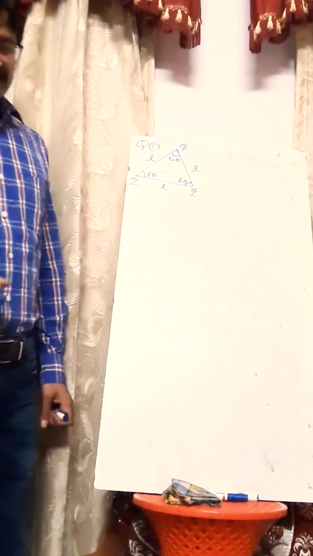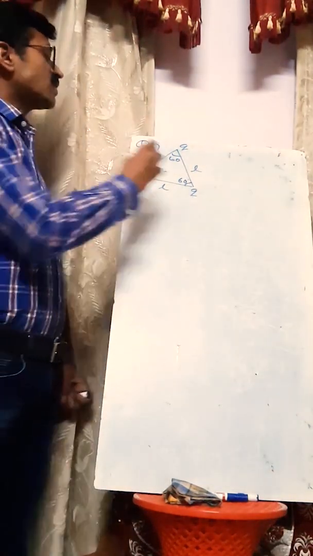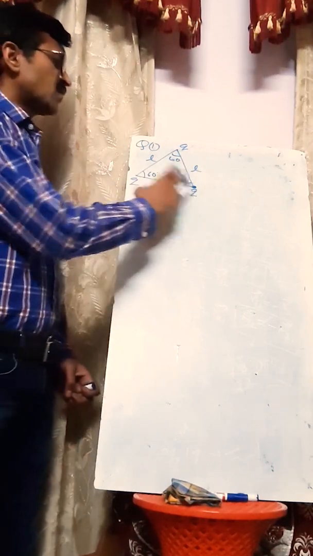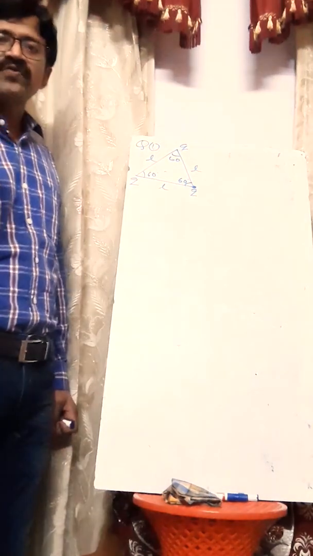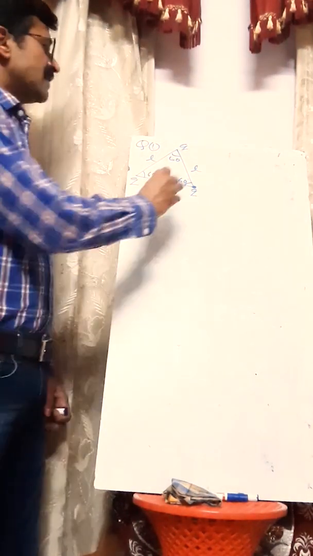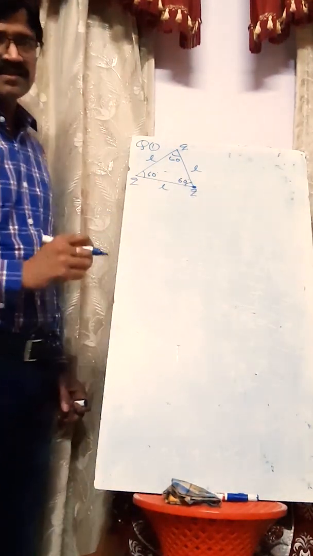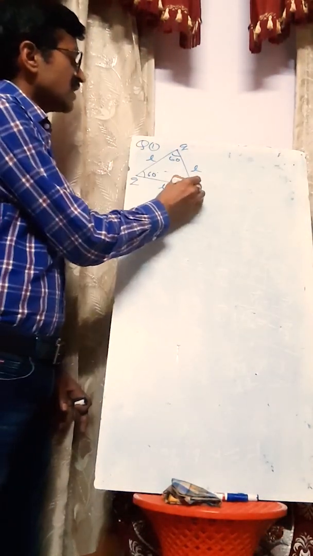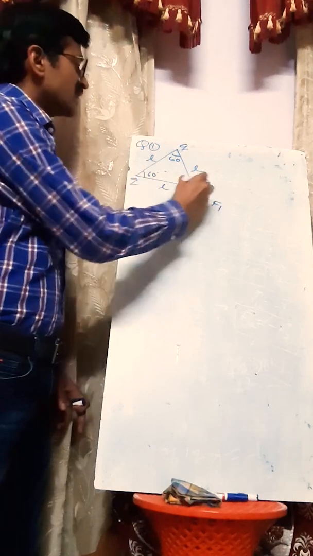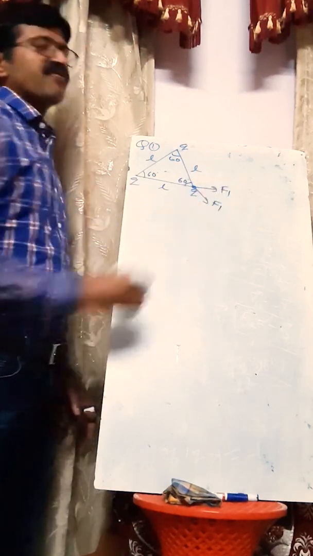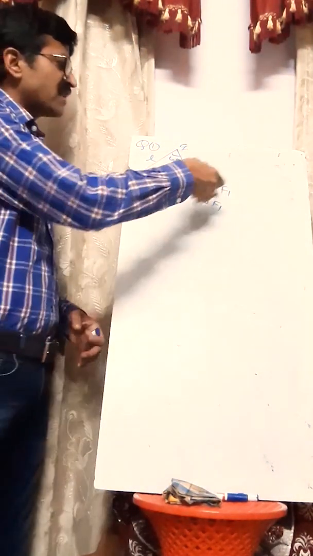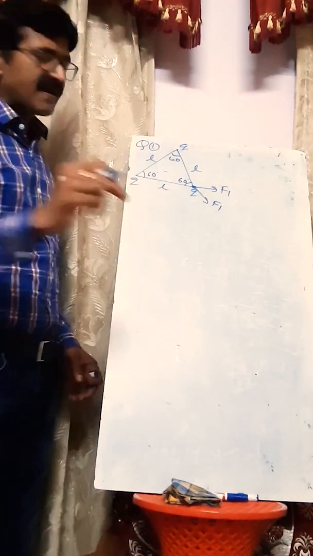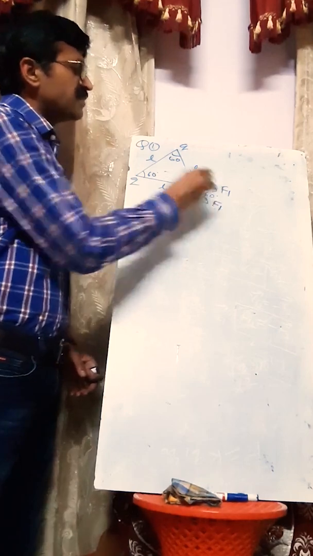Now, what about the question? The question will be, what will be the net force acting on any of the charges? Suppose this is charge Q on which we want to find how much force acts. This charge will experience a force due to these two charges. This force is supposed to be F1. This force is supposed to be F1 again. Why have we taken these two as F1? Because distance and charges are the same. Then this angle will again be 60 degrees.